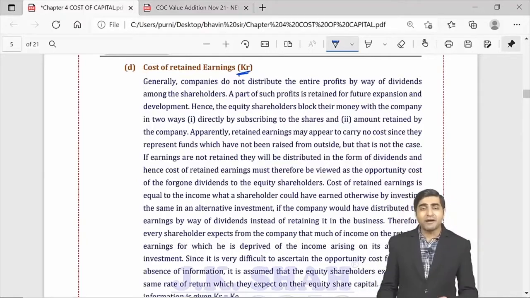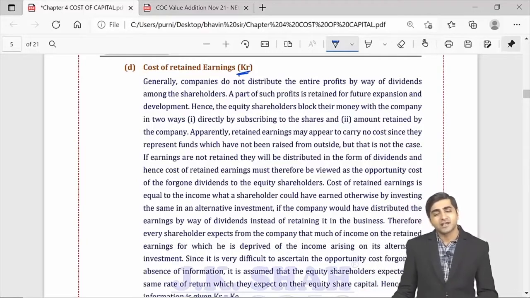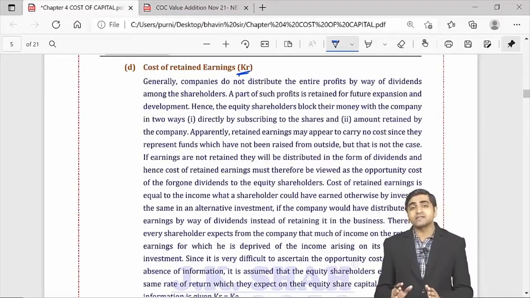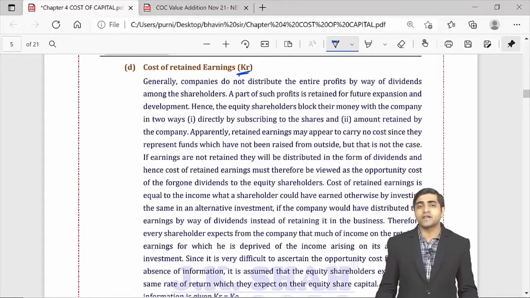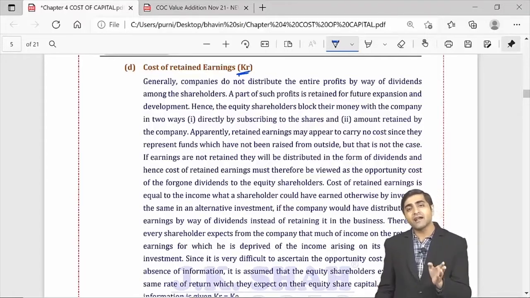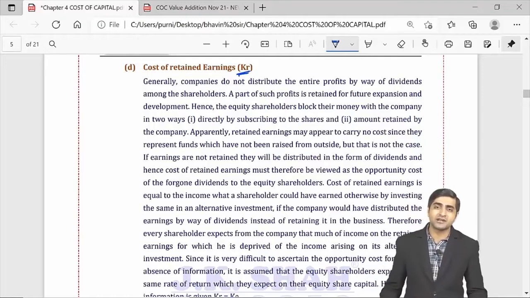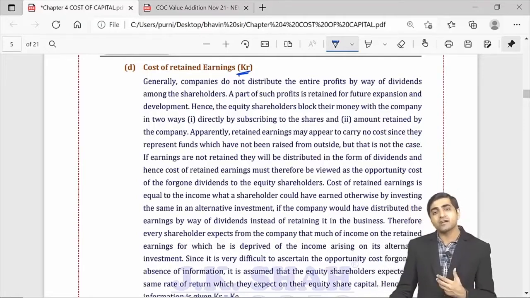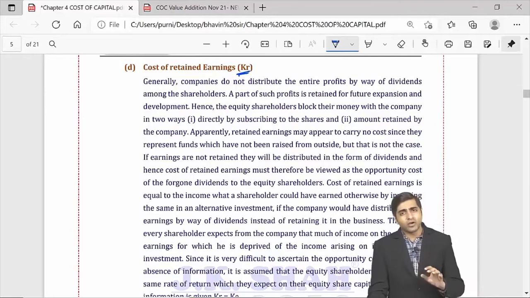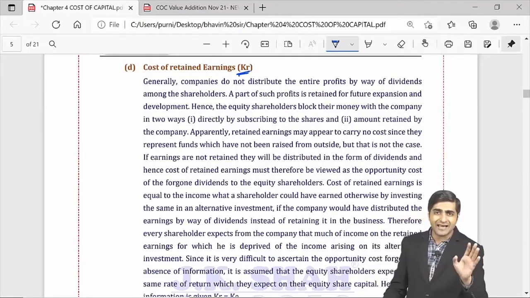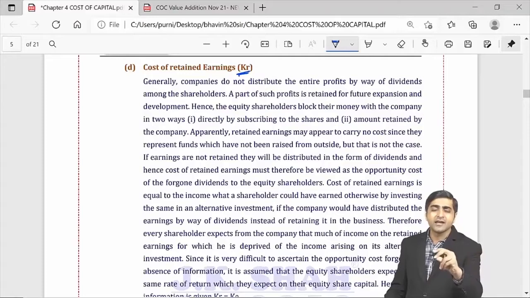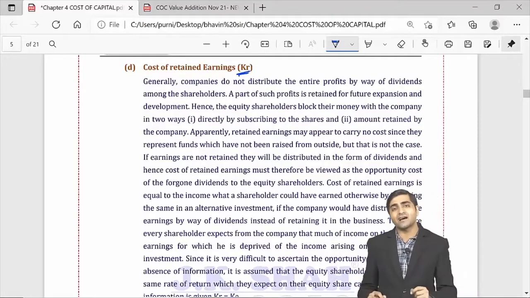Okay. The next one, my dear students, is your shareholders' personal tax. Shareholders' personal tax we will always take into consideration while we are calculating your KR. So for the purpose of calculation of KR, we will take KE and multiply that by 1 minus shareholders' personal tax. So if the shareholders' personal tax is given to you, you will calculate your KE as it is, and then whatever is your KE, you multiply that by 1 minus tax. So that will give you your KR.